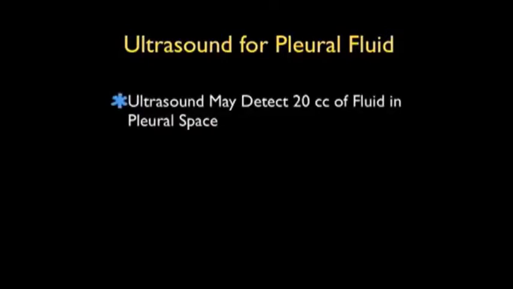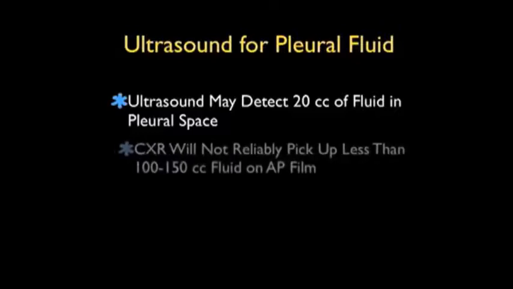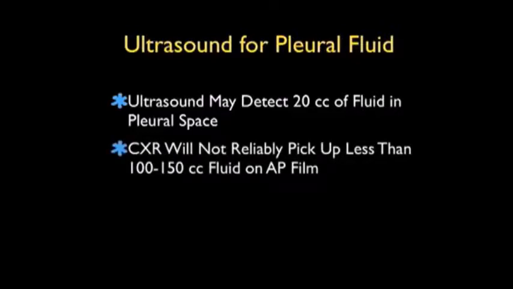In this SoundBites module, we're going to look specifically at the use of bedside ultrasound to detect pleural fluid. Interestingly enough, ultrasound has been found to detect as little as 20 cc's of fluid within the pleural space. In contrast, a chest X-ray will not reliably pick up less than 100 to 150 cc's of fluid on an AP film.